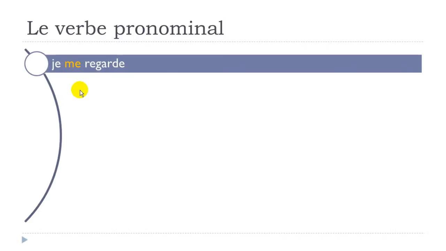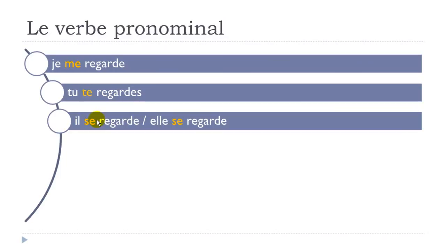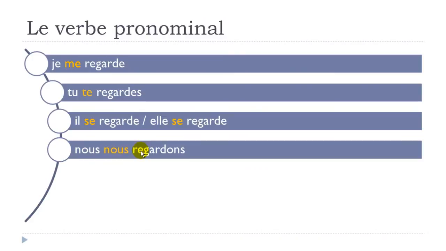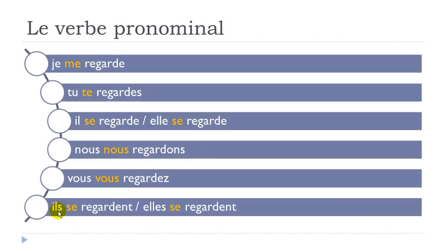Je me regarde. Tu te regardes. Il se regarde, elle se regarde. Nous nous regardons. Vous vous regardez. Ils se regardent, elles se regardent. So now you can see that you've got to add this me, te, se, nous, vous, se, before the verb when you conjugate it.